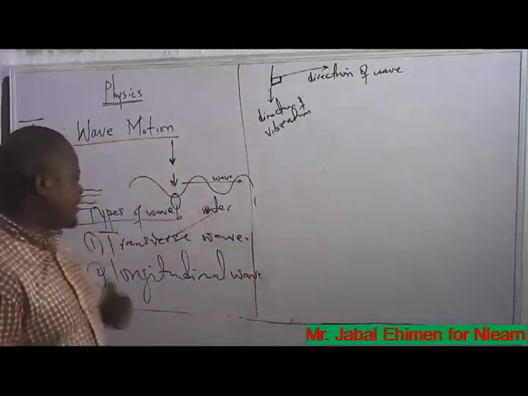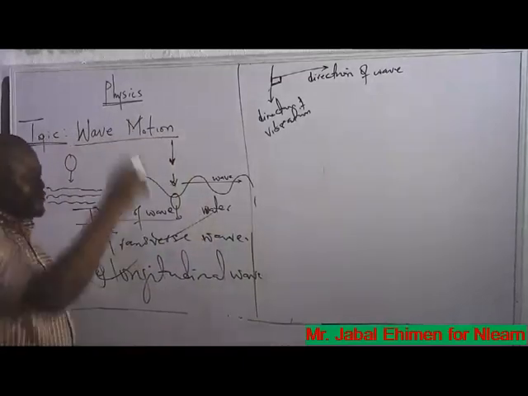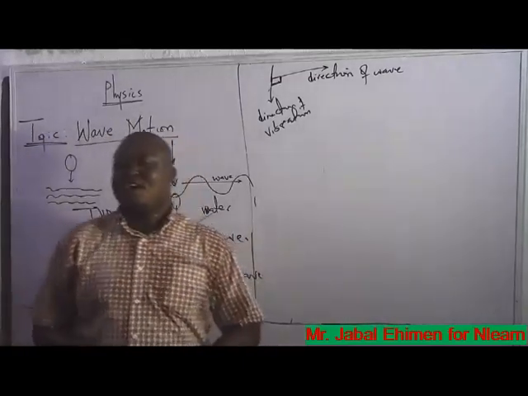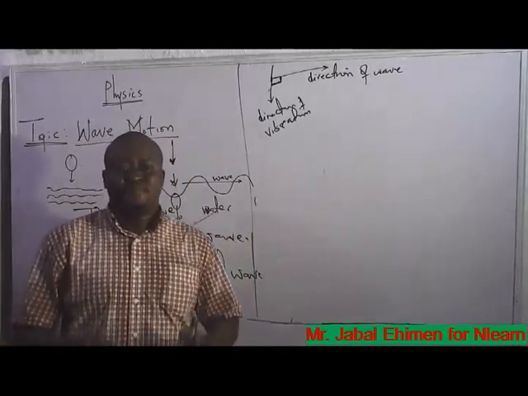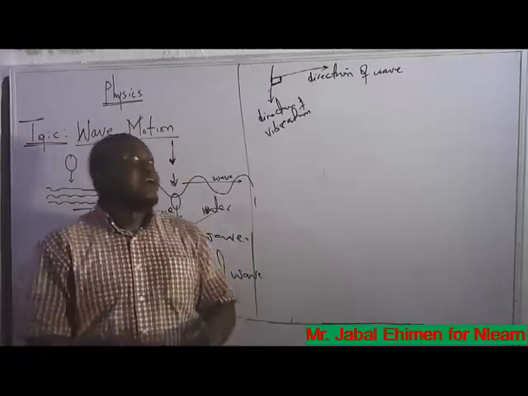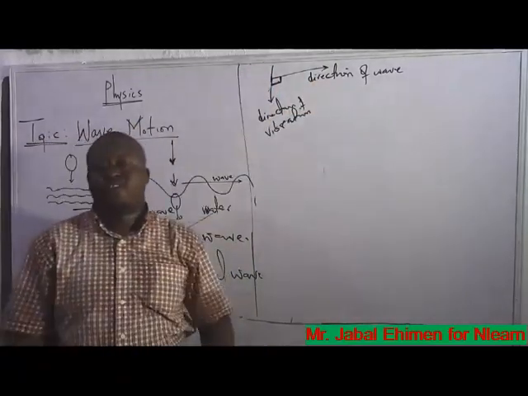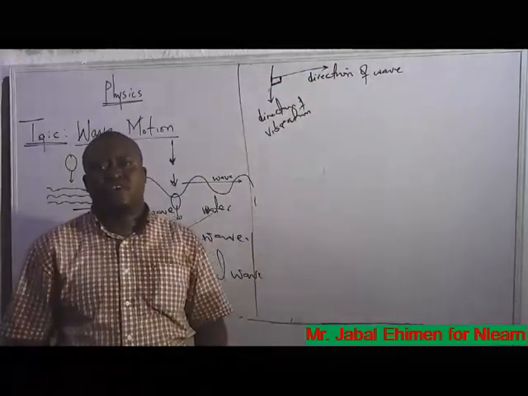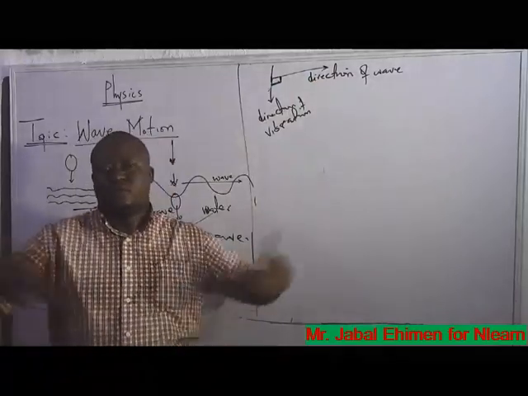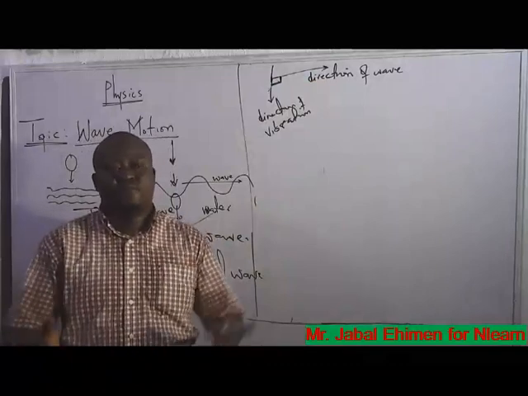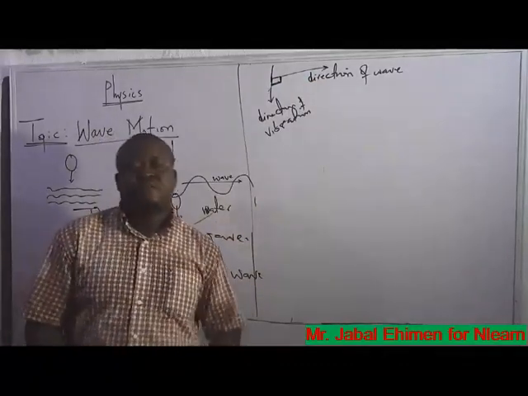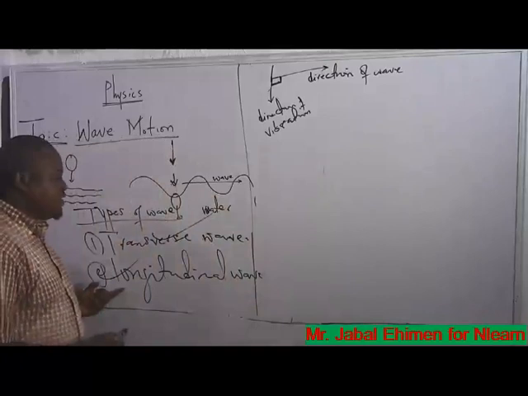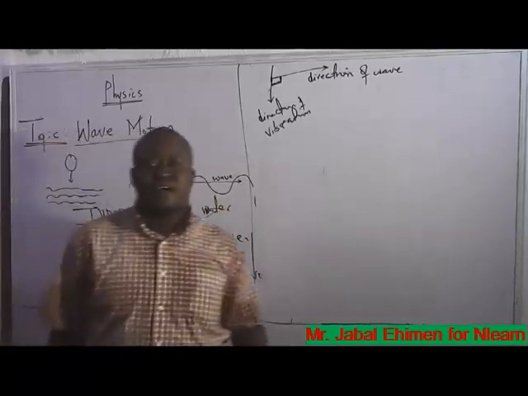Now let's talk about the next one. His name is the longitudinal wave. Longitudinal wave is the other way around. Examples of transverse wave: you have the water wave, plucked string of a guitar or a rope. Those are examples of transverse wave. But an example of longitudinal wave is the sound wave.